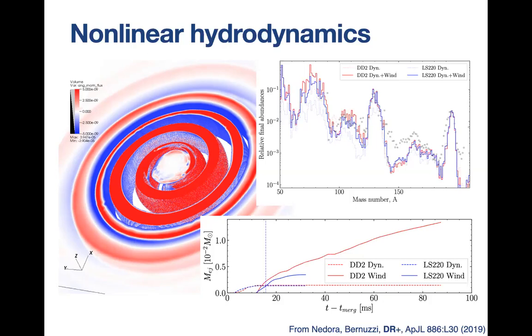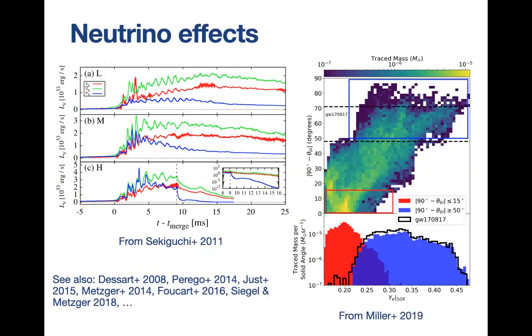in GW170817 and the production of all r-process elements, including light r-process elements here with atomic mass number close to 100 and heavy r-process elements. So this is a possible mechanism also for explaining r-process elements. Another mechanism that becomes important, or another physical effect, is neutrino emission and reabsorption.